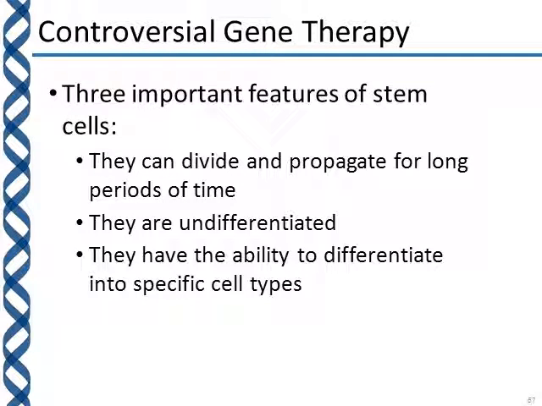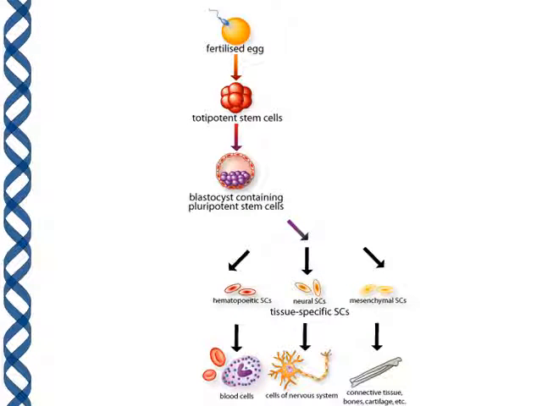There are three important features of all stem cells. They can divide and propagate for long periods of time. They are undifferentiated. They have the ability to differentiate into a specific cell type. In terms of the types of embryonic stem cells, there are really three.